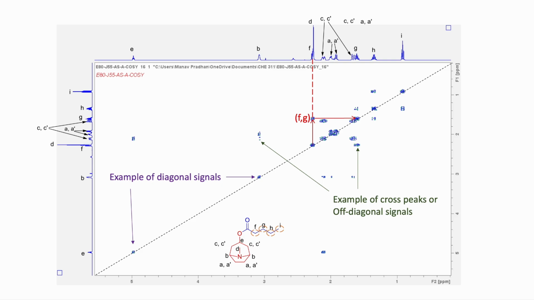Next, from proton G, you repeat the same process and you will find that G has a cross peak with the signal at 1.2 parts per million. This 1.2 parts per million signal is H. And so on, you can keep repeating the process, and by doing so, you can identify the signal at 0.8 parts per million, which should be proton I. By repeating this process, the main goal here is to confirm which signal at different parts per million is for which proton, whether it be G, H, or I.